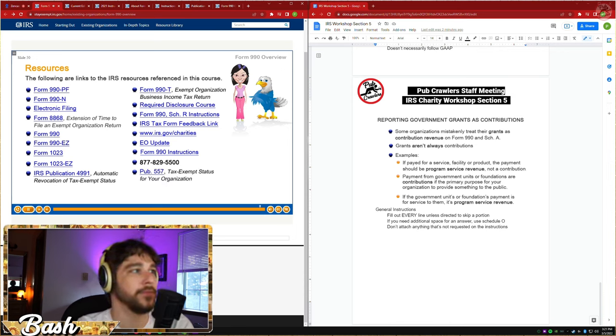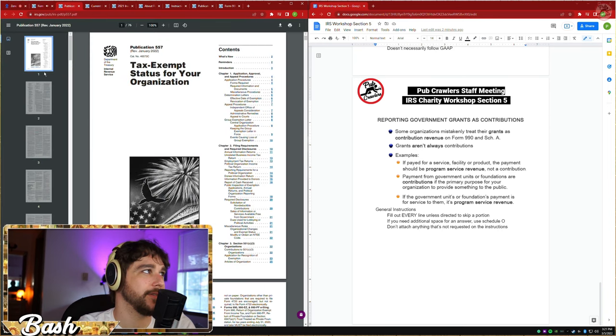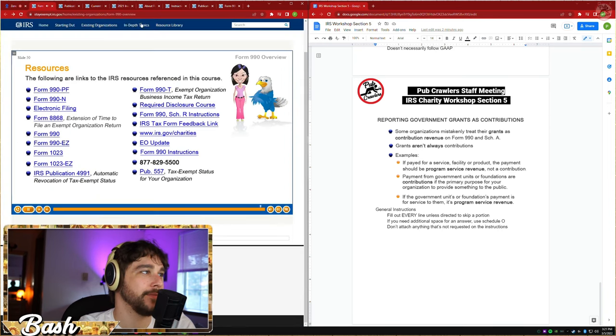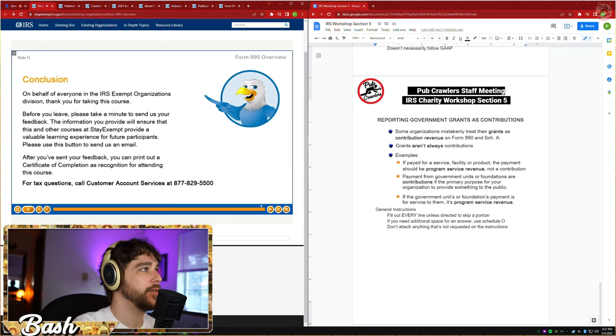Also, Publication 557, Tax-exempt status for your organization, this is the big one, is a valuable reference guide for tax exemption law and issues. It can also be ordered by calling 1-800-829-3676.